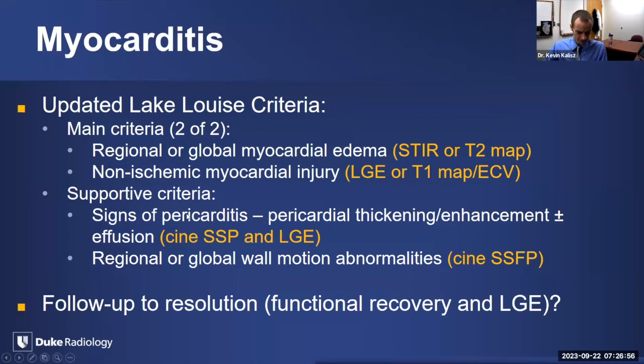Supportive criteria, not mandatory, but can certainly support your diagnosis of myocarditis. Contemporaneous signs of pericarditis, which we would see as pericardial thickening and enhancement, plus or minus effusion, which you can see on a number of different sequences, but typically your SSFP, excuse the typo here, as well as LGE. And then regional wall motion abnormalities are typically accompanying the affected segments, whether regional or global. And of course, that's assessed in your SSFP images here.